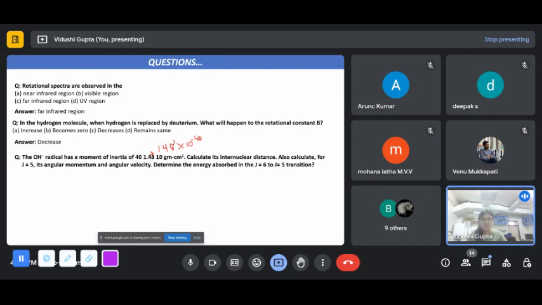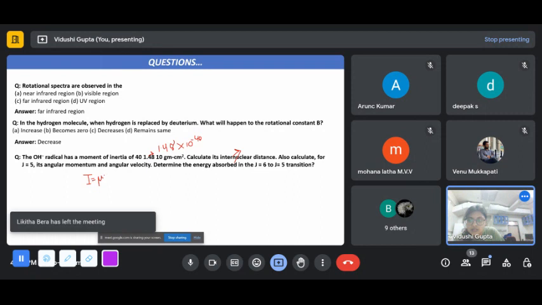So moment of inertia is given, you have to calculate the internuclear distance. How will you calculate it? You know this formula, I equals mu r square. This r you have to calculate as it is the internuclear distance. Mu is the reduced mass, I you know. So firstly, determine the value of mu.